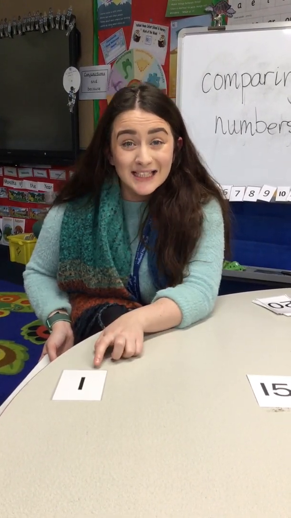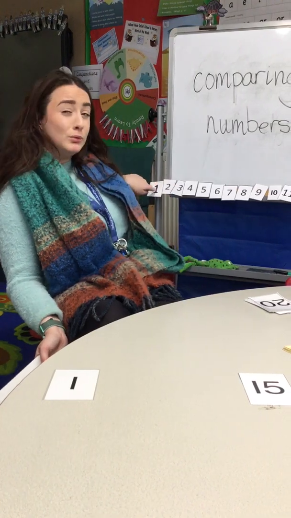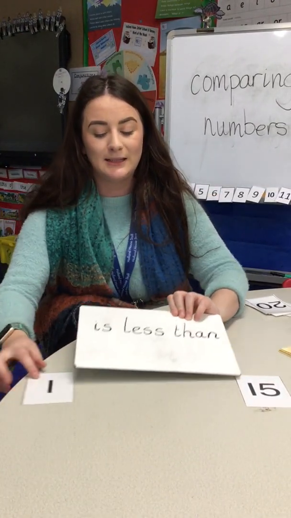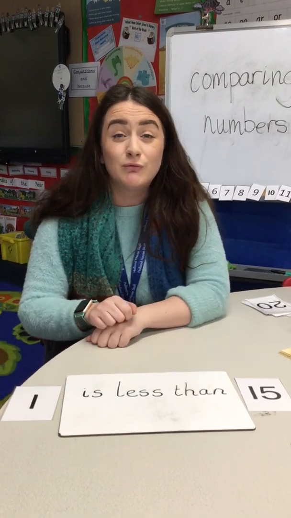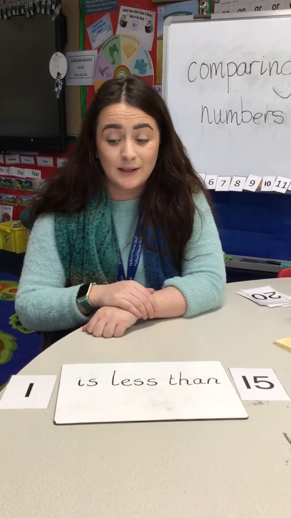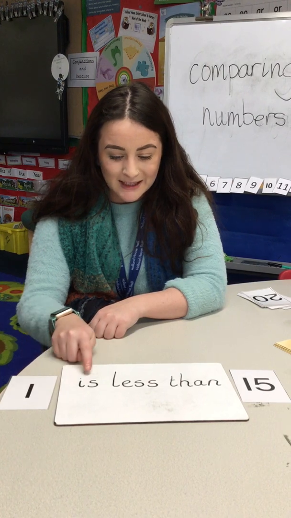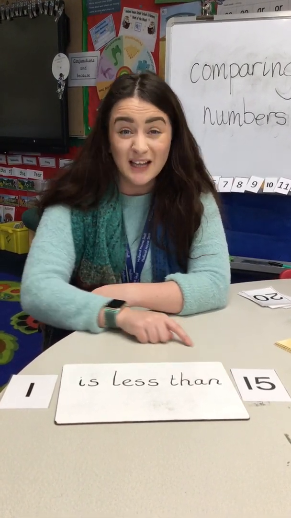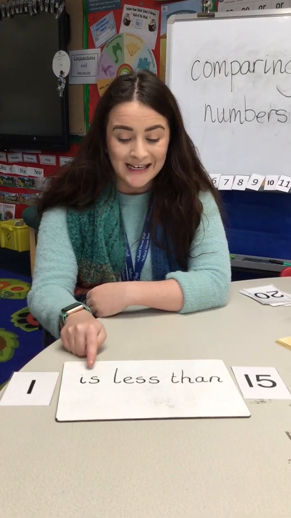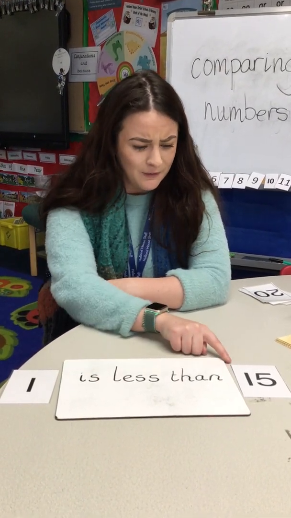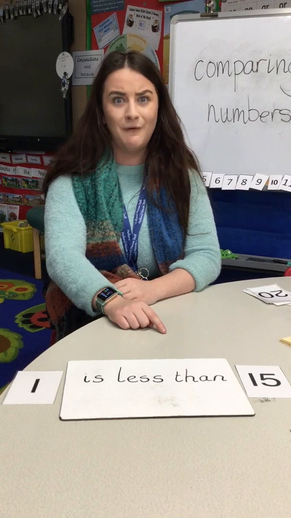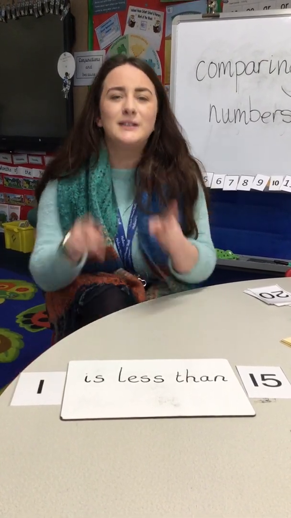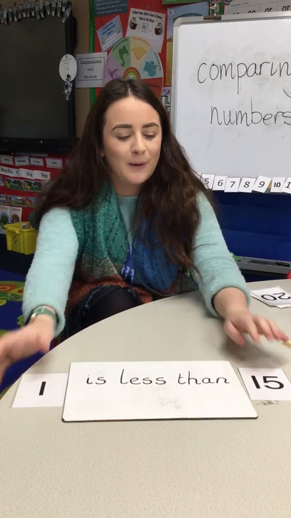That means that 1 has to be the smallest. It is less than. 1 is smaller than 15. 15 is definitely bigger. Let's read it like we would read a sentence in a book. 1 is less than 15. Let's read it again. 1 is less than 15. 1 is definitely less than 15. It is much smaller, isn't it? Give yourselves a teeny tiny clap if you got that one.